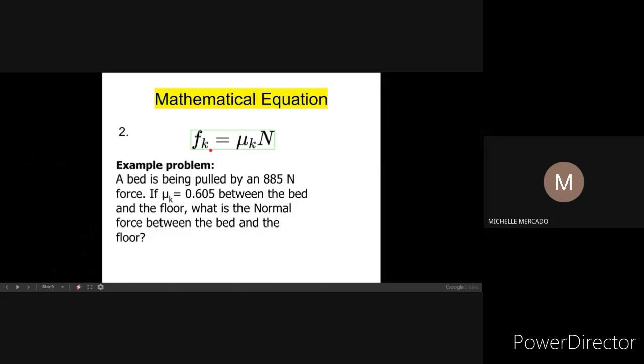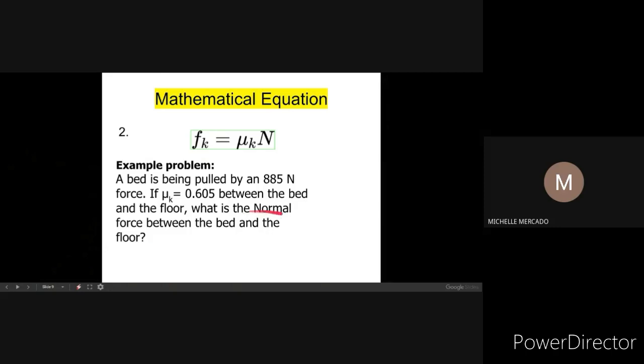And then, again and again, you're going to use the triangle method in order to identify the different formulas that you're going to use in this problem. Okay, so again, the kinetic friction is equal to the coefficient of kinetic multiplied by the normal force. Again, example problem. A bed is being pulled by an 885 Newton force. If the coefficient of kinetic is equal to 0.605 between the bed and the floor, what is the normal force between the bed and the floor?